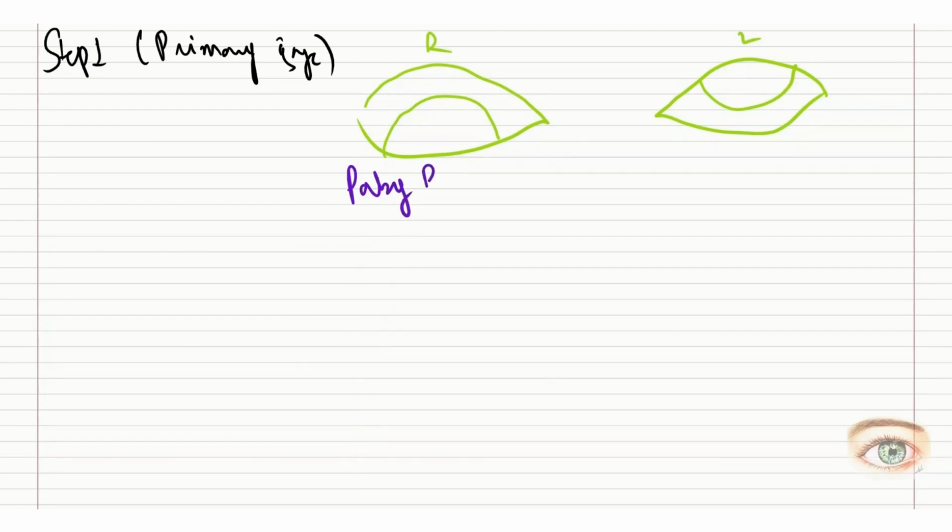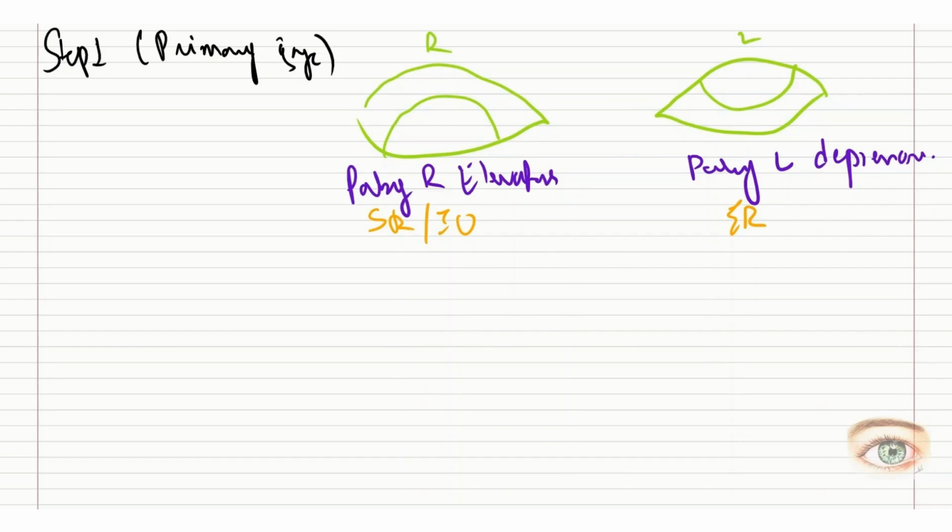This means that we have palsy of the right elevators and palsy of the left depressors, right? In elevators, we have superior rectus and inferior oblique, and in depressors, we have inferior rectus and superior oblique, right?